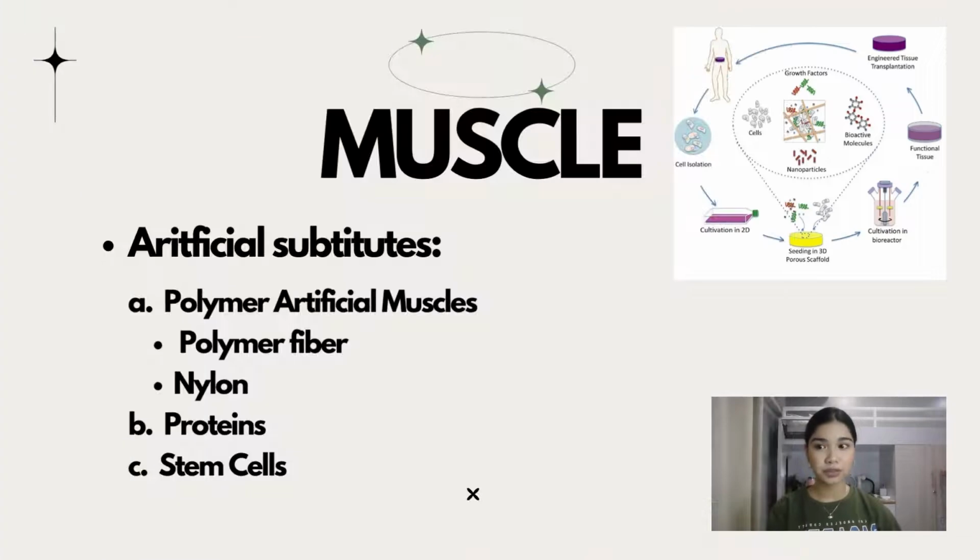Now let us move on to proteins. Researchers have developed artificial proteins that mimic the elastic and mechanical properties of chitin.